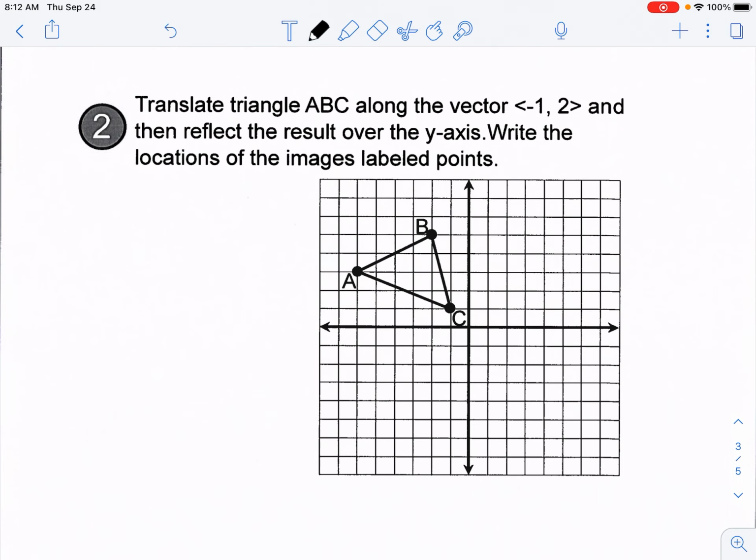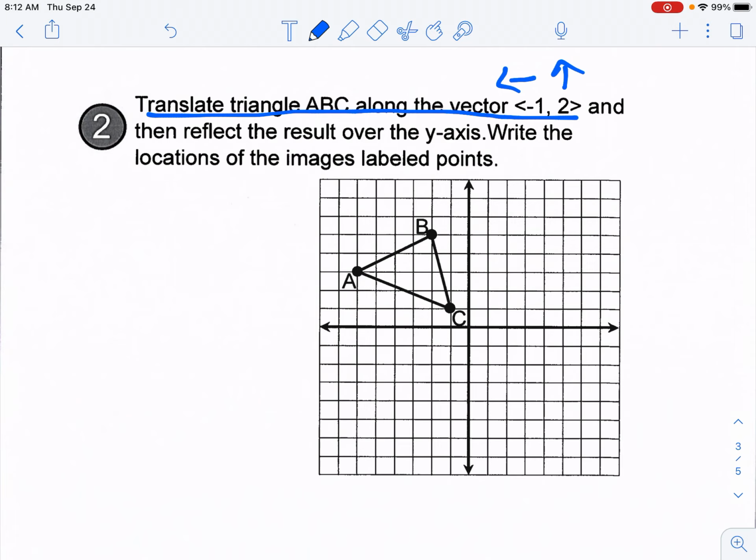All right, here we go. Let me switch colors. This time it says translate the figure with a vector of -1, 2. So we're going to take everything left 1, up 2, and regraph it. After that, we will reflect it over the axes that they tell us. All right, so let's move each point left 1, up 2, and regraph it.